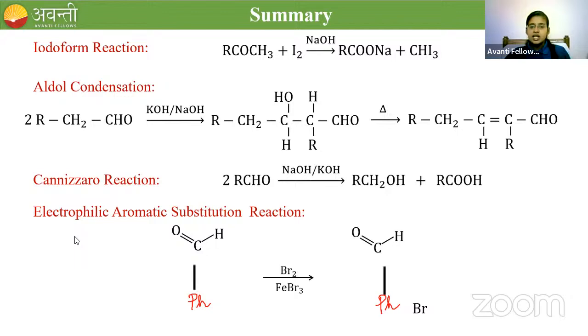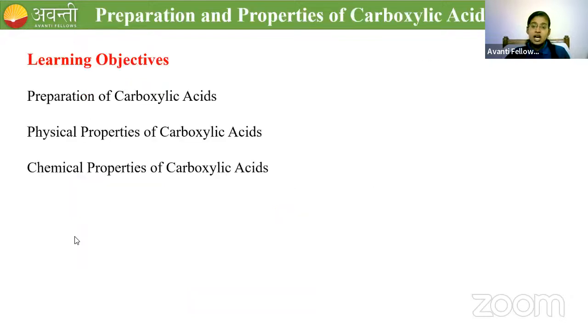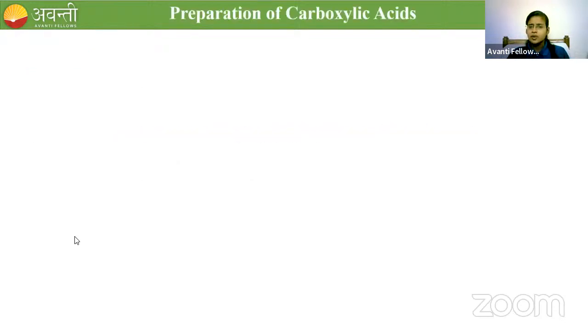So with this, we are completing the aldehydes and ketones part of this lesson. Now the next is the carboxylic acid part: the preparation and properties of carboxylic acids. First we are going to discuss the preparation, then physical properties, and then chemical properties of carboxylic acids. Let me enter into the preparation of carboxylic acid first. We have 4 to 5 preparations. All of them are very easy and you will know them from before.